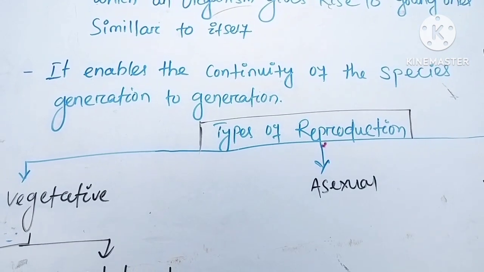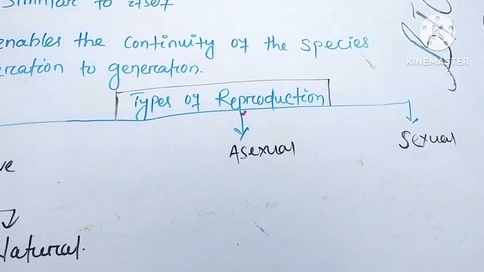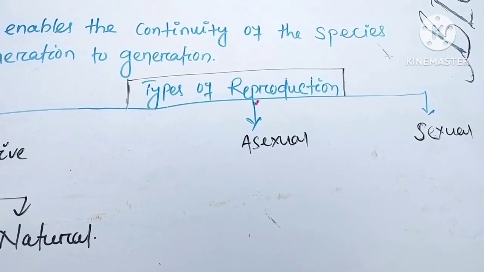Then, these are the types of reproduction. As you know, there are two methods of reproduction. One is the asexual method, another one is the sexual method of reproduction.